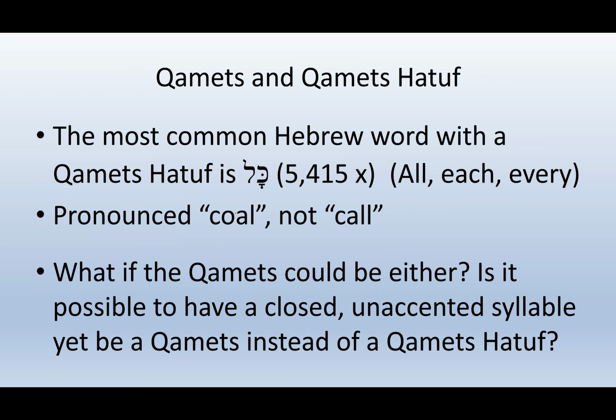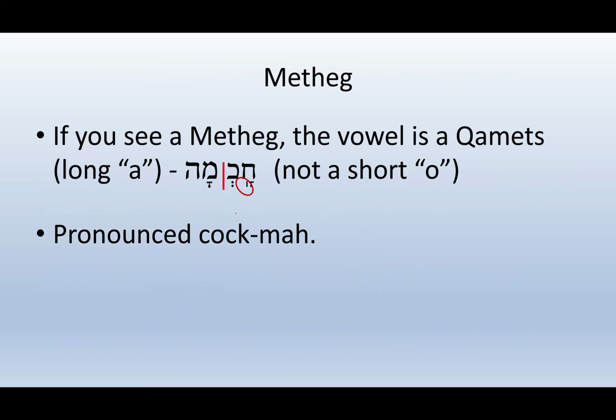So what if the kametz could be either? Is it possible to have a closed, unaccented syllable and yet be a kametz instead of a kametz hatuf? Yes, it could be. And when it happens, they put a metheg, and that's this vertical bar right next to the kametz. That tells you that it is a long A, that is kachama. Since this is a long vowel, this becomes a vocal shva, kachama, kachama.